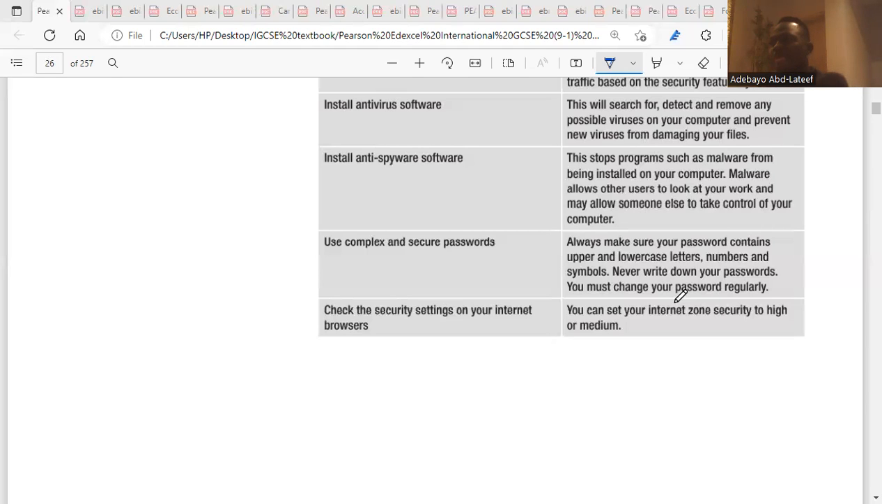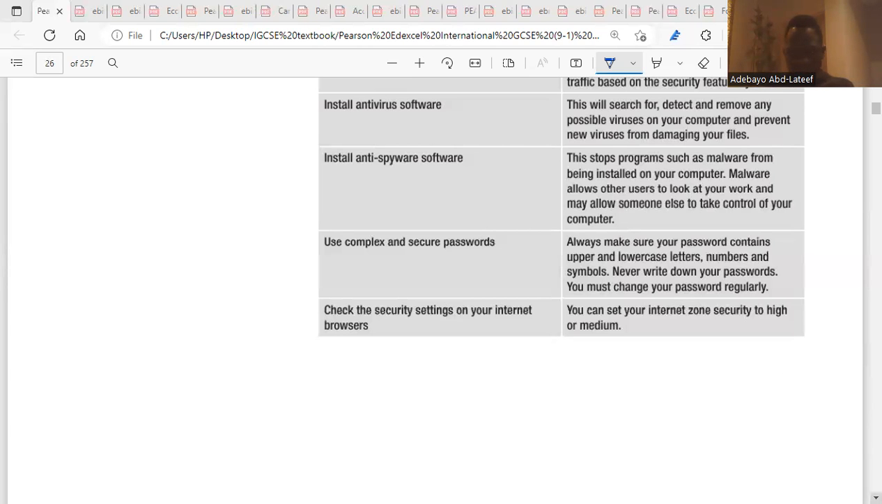I thought you were talking about the password. No, I'm not talking about the password. I'm talking about the security settings on your internet browser. Yeah, I thought you were talking about the security of your password. No, the password will be for the workers, the staff, each individual we have. You will not even tell your colleague what the password is. Is it clear now?